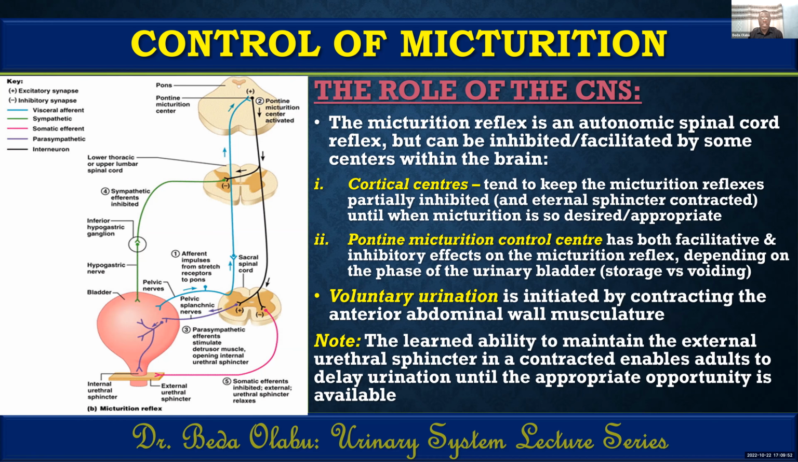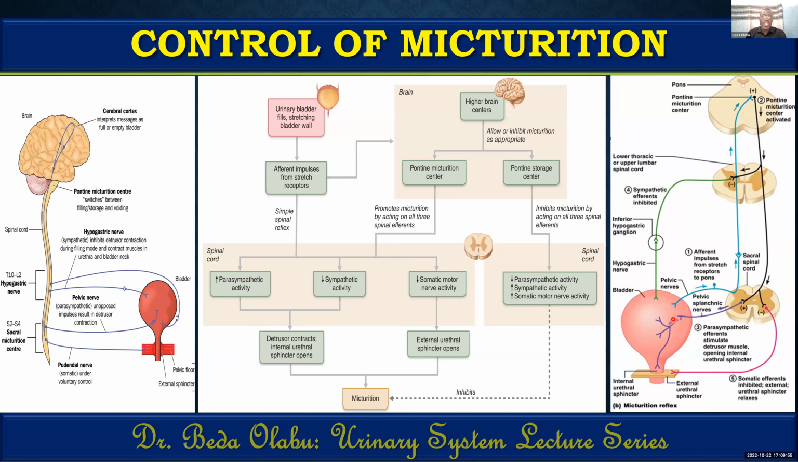They are conditioned reflexes. So this image tries to summarize for us the events that take place in the control of micturition. Let's look at the middle one. Let's assume that the bladder is filling with urine. As it fills, the wall is stretched. So that information is taken by the stretch receptors on the wall of the urinary bladder. The stretch receptors take impulses to the brain.